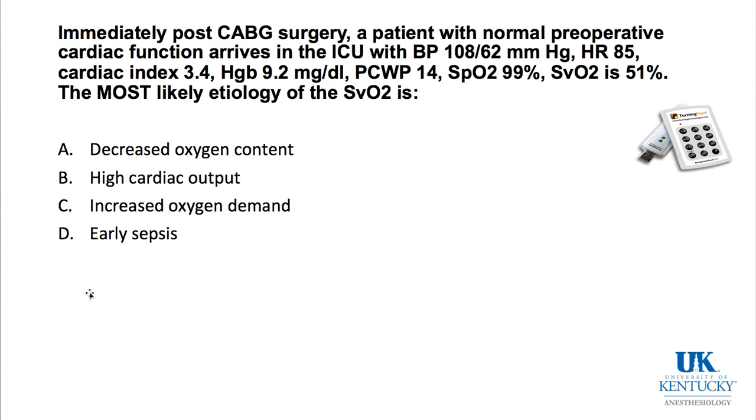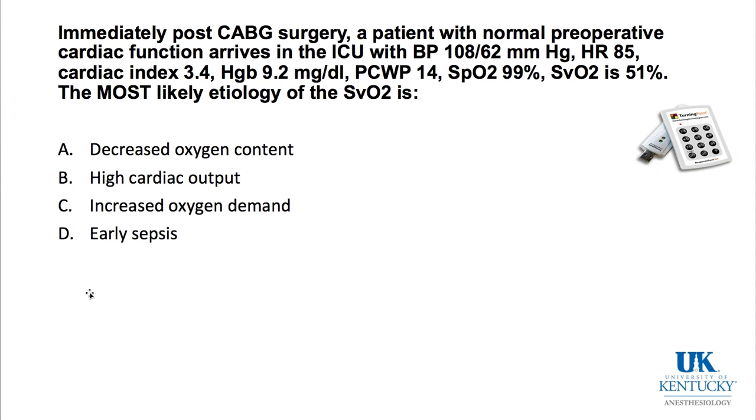Question: immediately post-bypass surgery, a patient with normal preoperative cardiac function arrives in the intensive care unit with a blood pressure of 108/62 millimeters of mercury, heart rate 85, a cardiac index of 3.4, hemoglobin 9.2, wedge pressure of 14, SpO2 of 99%, and SvO2 of 51%. The most likely etiology of the SvO2 is, first you need to recognize that that's a low SvO2. Remember, normal was approximately 70%.